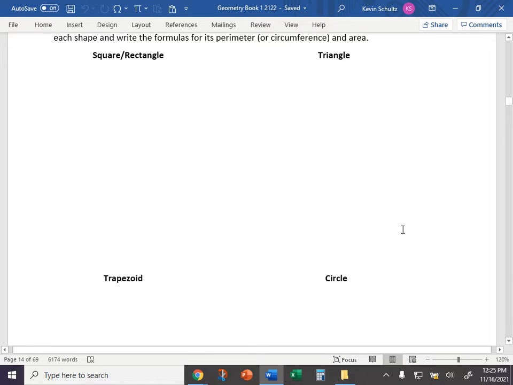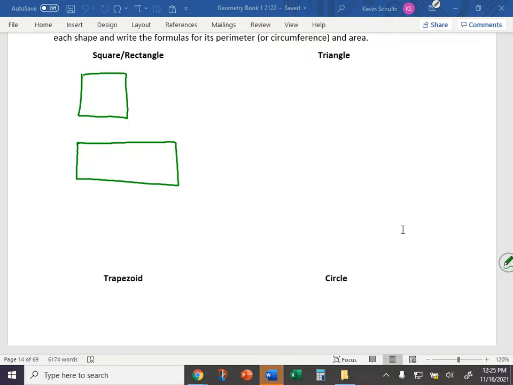Square and a rectangle. We've talked about the characteristics of a square. Four sides, all sides are congruent, 90-degree angles, right? And then a rectangle is like a square, but just longer than a square. So its sides are not all congruent, but its angles are. So some consistency there.